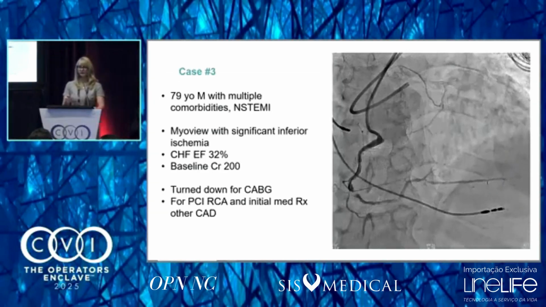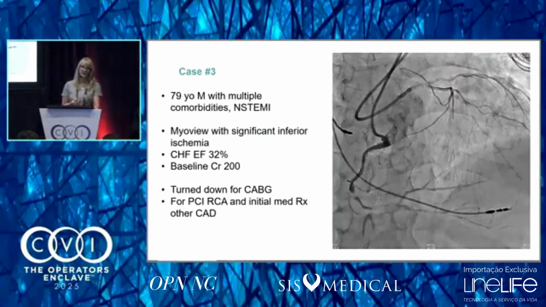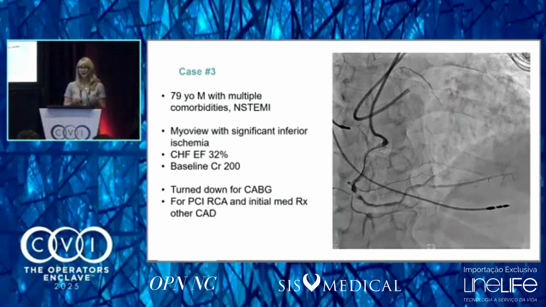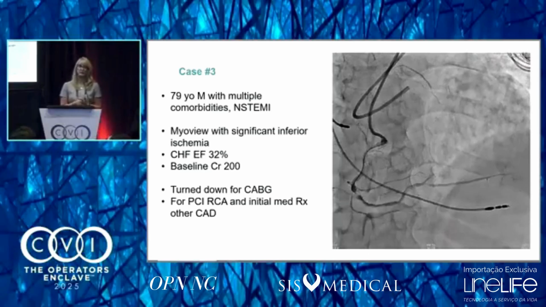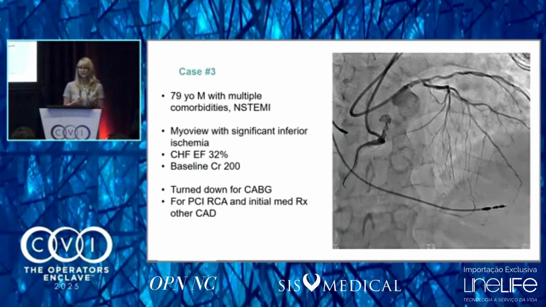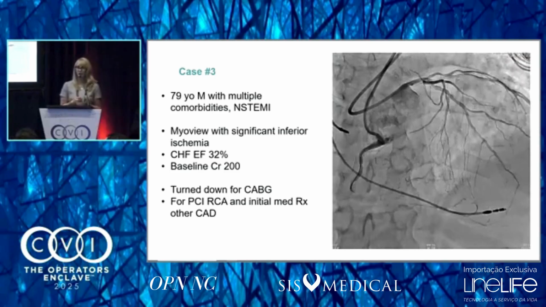This is my third and final case. This is a 79-year-old gentleman who had multiple comorbidities and also came in with an NSTEMI, with a Myoview showing a major area of ischemia in his inferolateral wall. That was done prior to cath because he did have renal impairment, so they were seeing initially how high risk his findings were and whether to manage him medically.